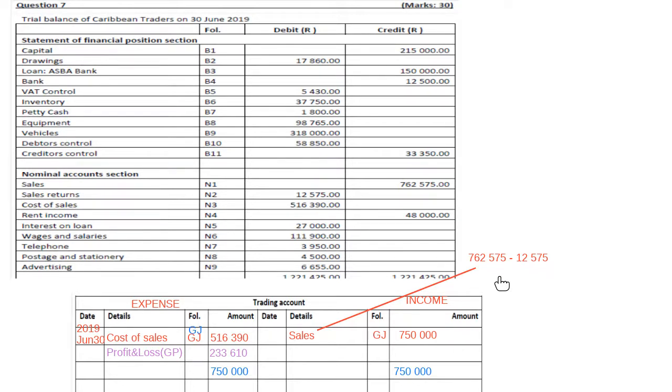Please write them down for future reference, because if you do the carry down, guys, you lose marks. Why am I saying that you are losing marks? It is because we mark these things. We mark, can you see? We mark profit and loss. We mark cost of sales. We mark sales.